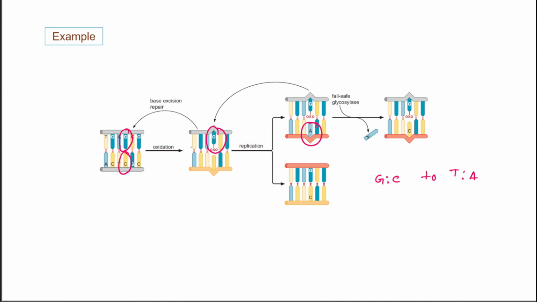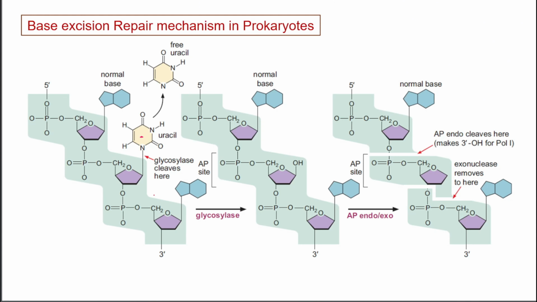Base excision repair can remove 8-oxoG before replication. If replication occurs before the repair mechanism, a fail-safe glycosylase removes the mispaired adenine, and this allows the cell to insert the correct base, cytosine, preventing mutation. So that's how single bases are changed by oxidation and deamination, causing DNA damage. This damaged base is repaired by the base excision repair mechanism.